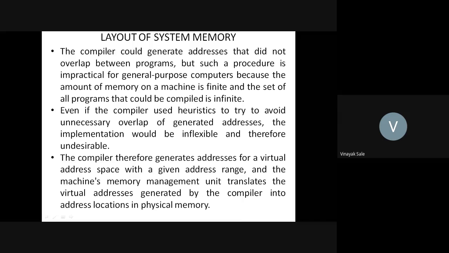The compiler could generate addresses for programs and processes during execution that do not overlap, but such a procedure is impractical for general purpose computers, because the amount of memory on a machine is finite, and the set of all programs that would be compiled is infinite.